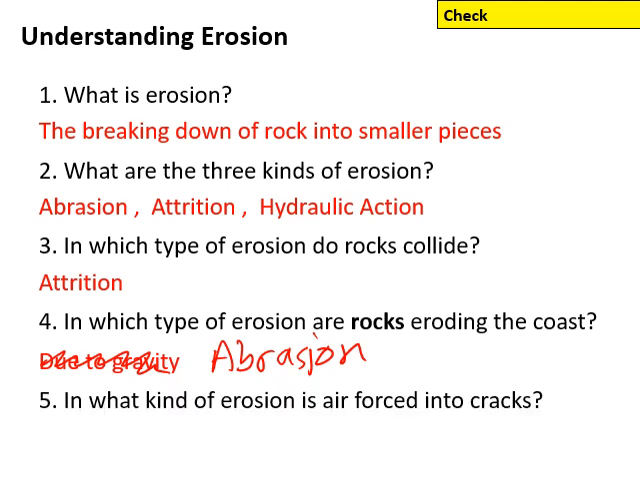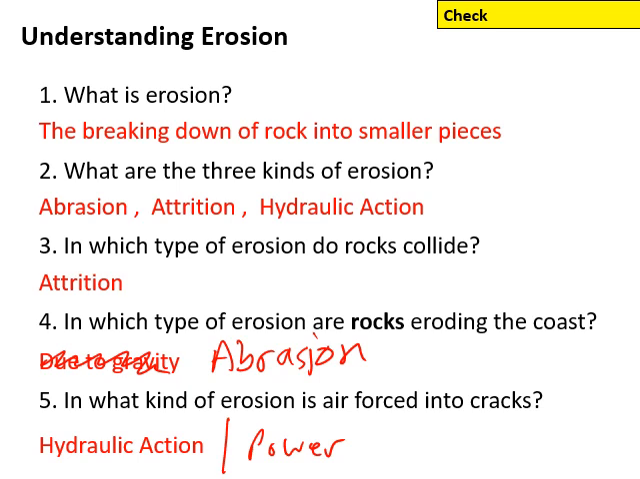And finally, in what kind of erosion is air forced into cracks? You're left with your last answer. And of course that is hydraulic action, sometimes called hydraulic power. Okay, so that is our understanding.